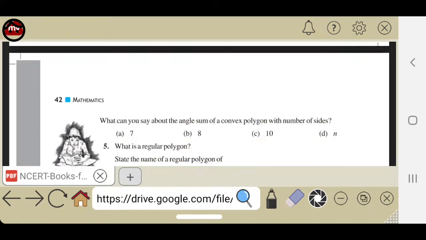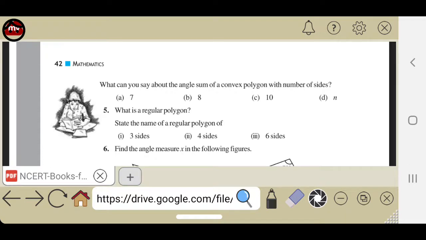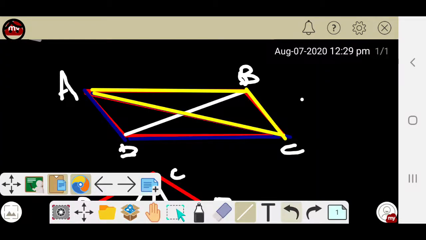Then if it is so, the question asks, what can you say about the angle sum of a convex polygon with a number of sides? Yes, if 7 sides.